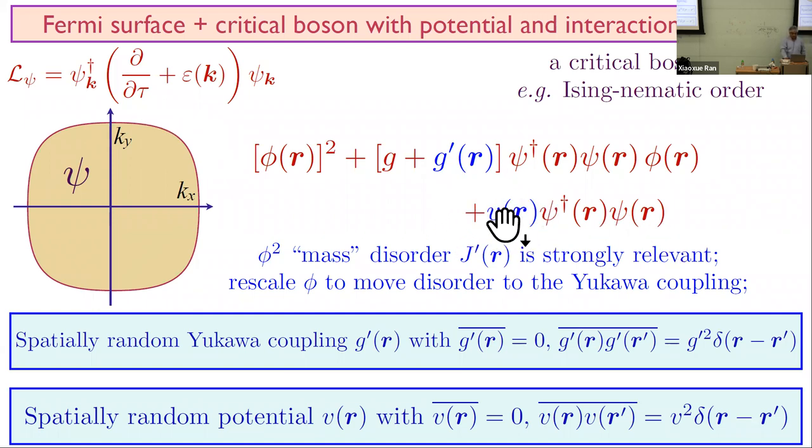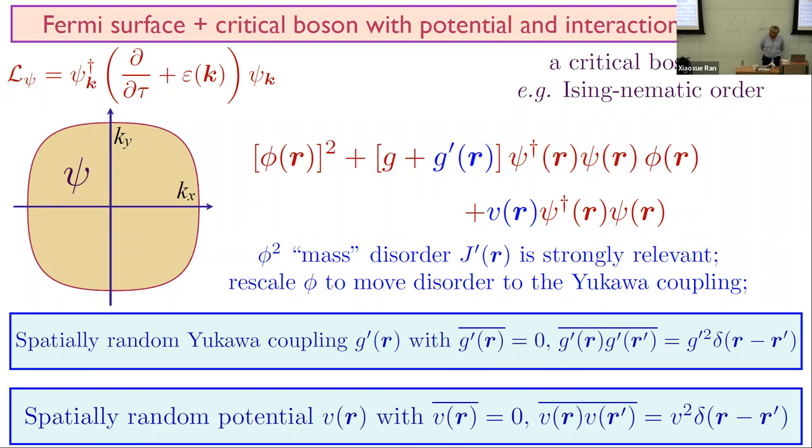You have randomness in the potential, and then you have randomness in the interaction. Any questions? So this is the model we're going to now study by the same methods, turning the same crank.